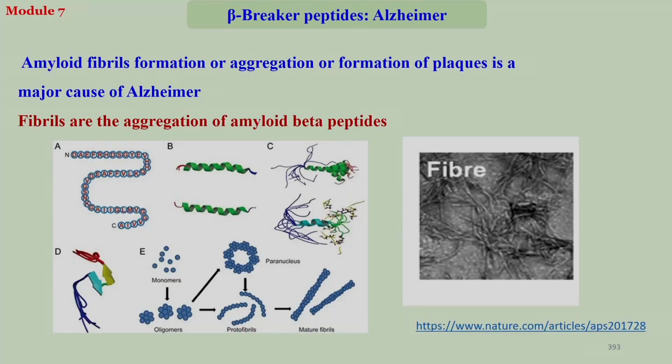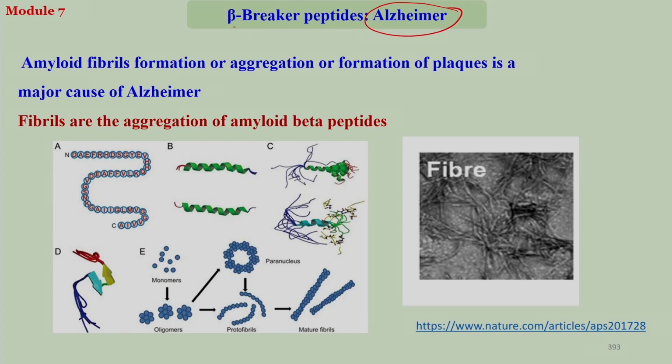in peptide chemistry, in peptide designing, is to break the protein aggregation, which is a major cause of Alzheimer's disease. And this type of peptides are known as beta breaker peptides.